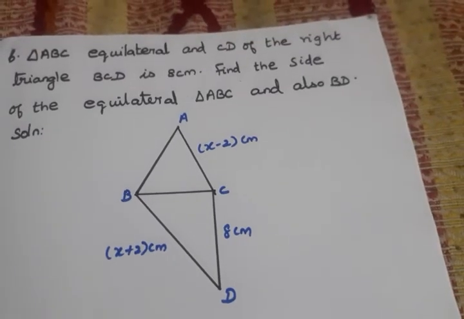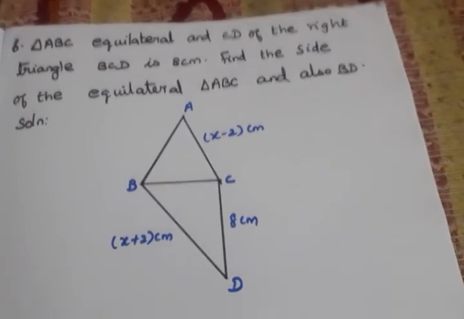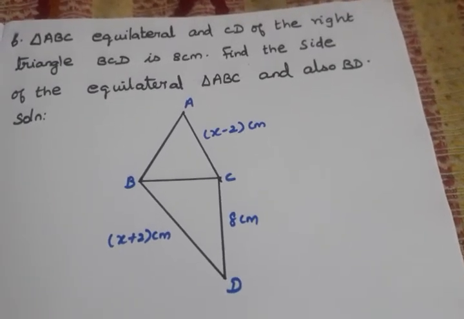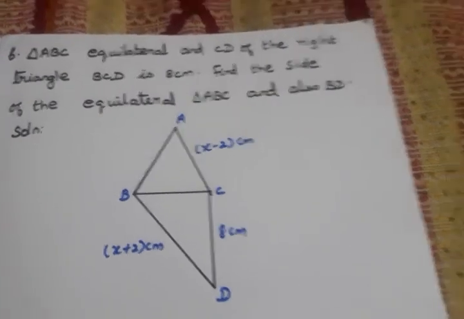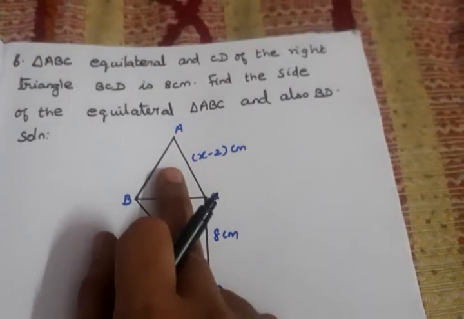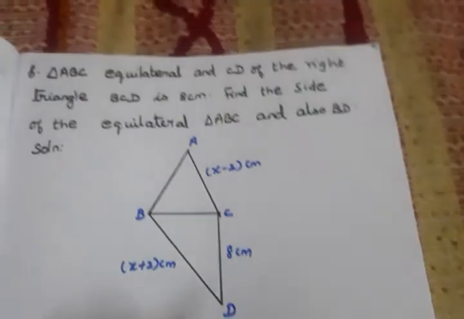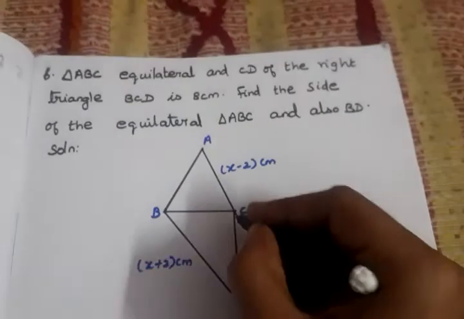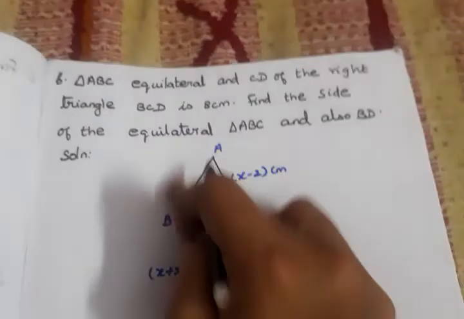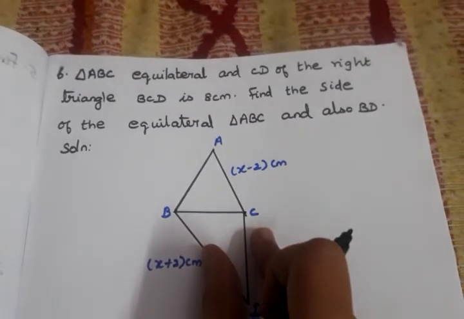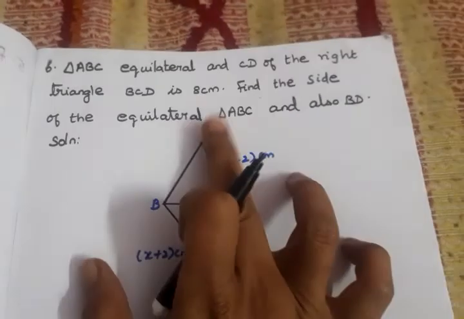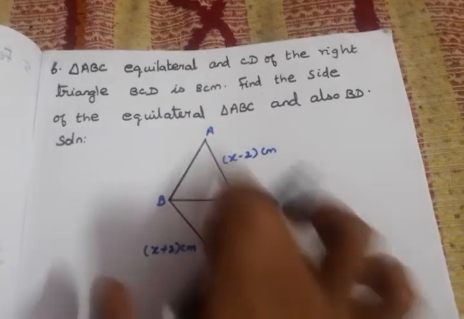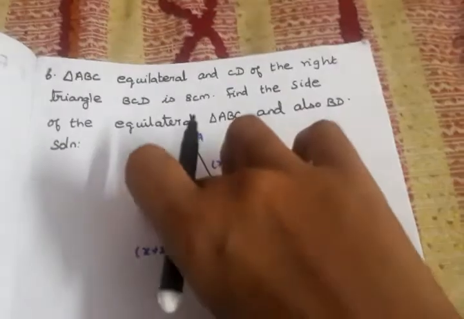6th sum. Triangle ABC is equilateral and CD of the right angle triangle BCD is 8 cm. Find the sides of the equilateral triangle ABC and also BD. Okay. This one is an equilateral triangle, which means all the sides are equal. This one is a right angle triangle.